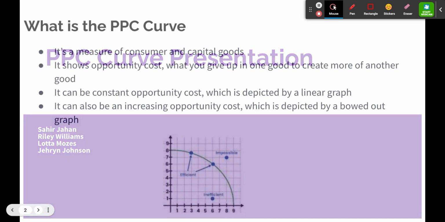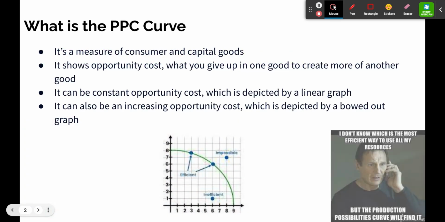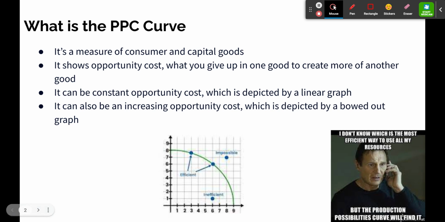So what even is the PPC curve? It is a measurement of consumer and capital goods, and actually what is given up between these two. Consumer goods are what the customer or the consumer actually buys. The capital good is what is used to create the consumer good. So the primary purpose of the PPC curve is it shows opportunity cost. Opportunity cost is what you give up in one good to create more of another.